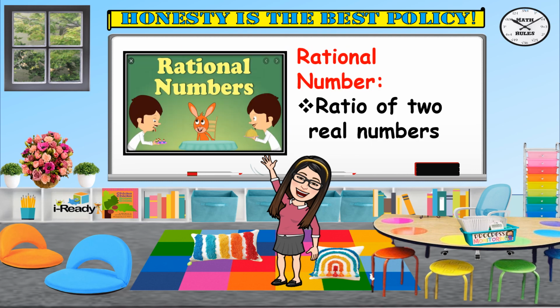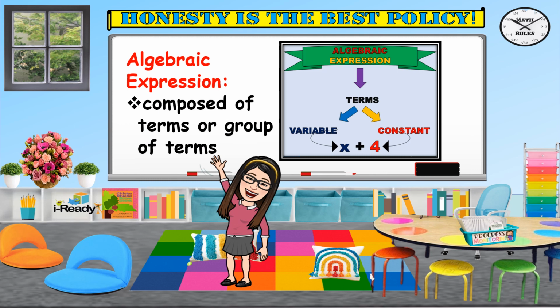Alright, let's define what is a rational number. Rational number is ratio of two real numbers. Alright, how about algebraic expression? If we're going to define this, it is composed of terms or group of terms. So, it is composed of variable and also a constant. We have an example, x plus 4. We have two terms here.